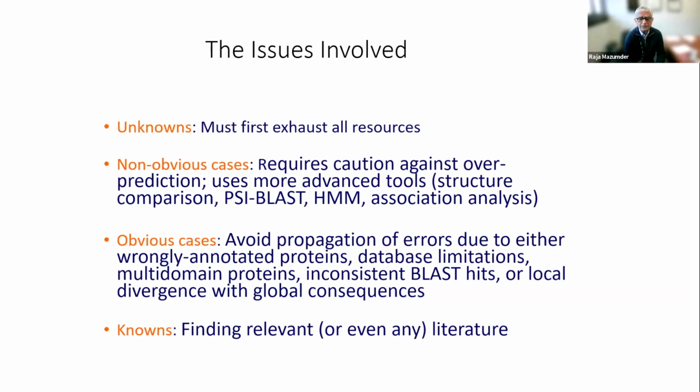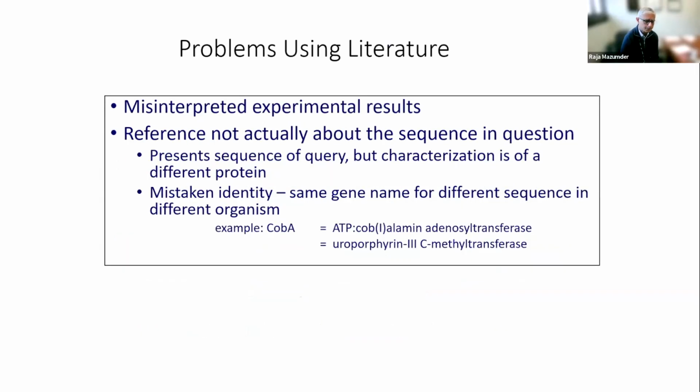Then there are non-obvious cases where the resources may not have the information, and this is where bioinformatic tools come into play. The user with some knowledge of bioinformatics can use tools such as SciBlast, HMM, association analysis, structure comparison, and other things to guess what is going on and predict. Then there are obvious cases, which look obvious, but you want to avoid propagation of errors due to wrongly annotated proteins. Then there are knowns, which we talked about earlier.